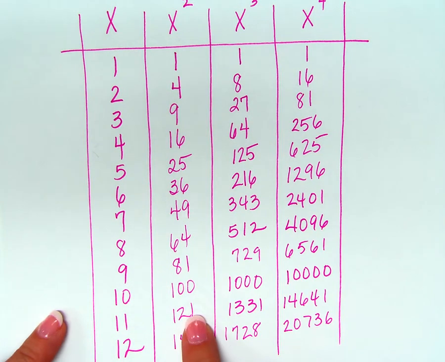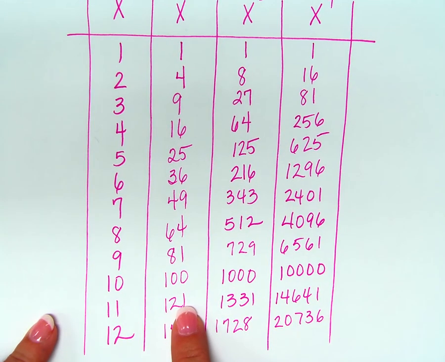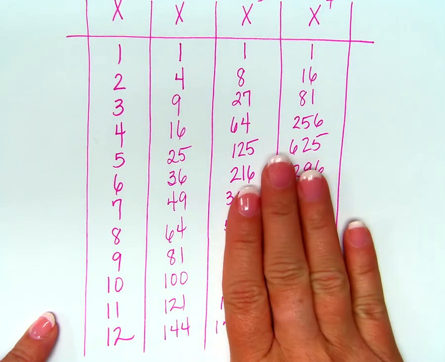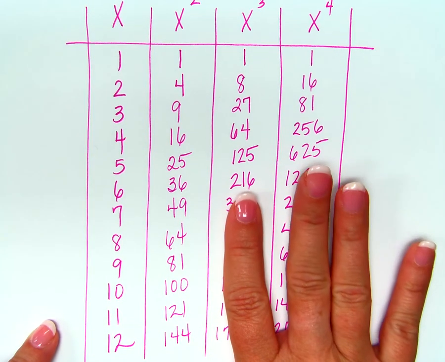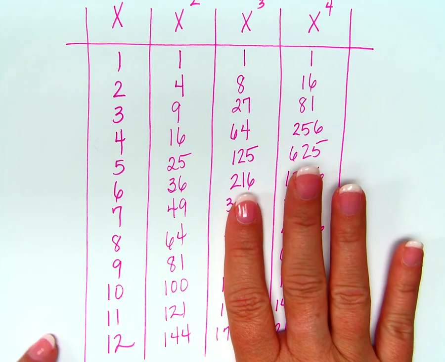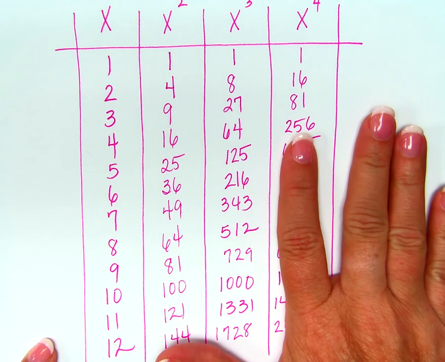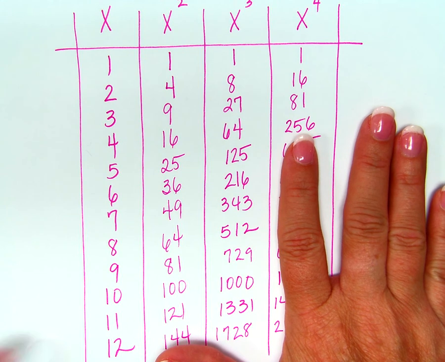I know my squares just because I've been doing it for a while. Okay? And when I was creating this chart, I knew that much of the cubes. I just happen to know those in my head. But the fourths, I knew that much. That was it. Like I said, because I've been doing this for a while. That's the only reason I know those.